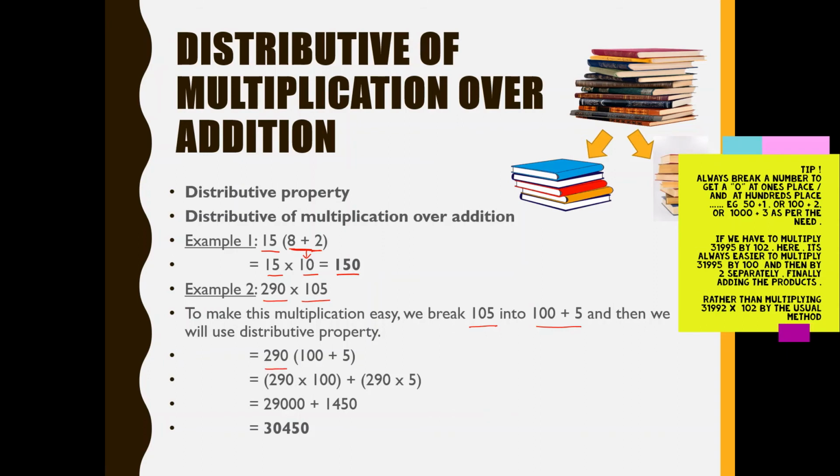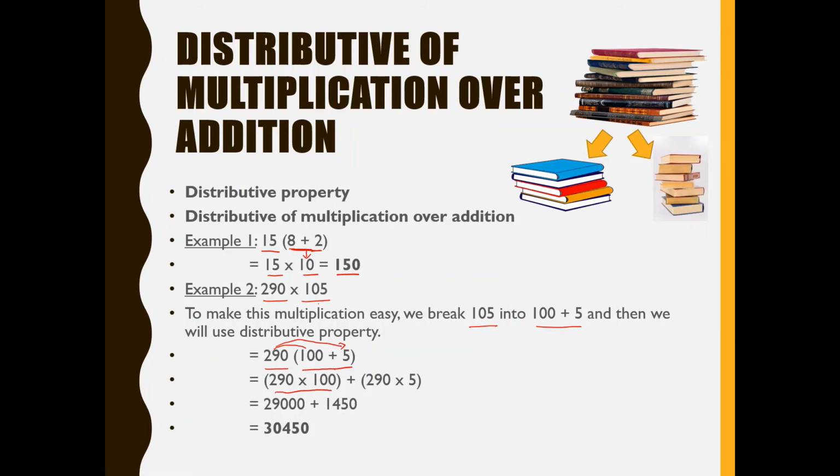So I write 290 multiplied by 100 plus 5. Instead of 105, I have written 100 plus 5. And now we will multiply 290 by both of these numbers inside. The first group is 290 into 100, and then I have to add this because there's a plus sign here, and the second number is 290 into 5. When you solve this, you get 29,000 and 1,450. When you add it, this is 30,450. I tell you, apply this. This saves time and you can manage solving questions easily by using this property.